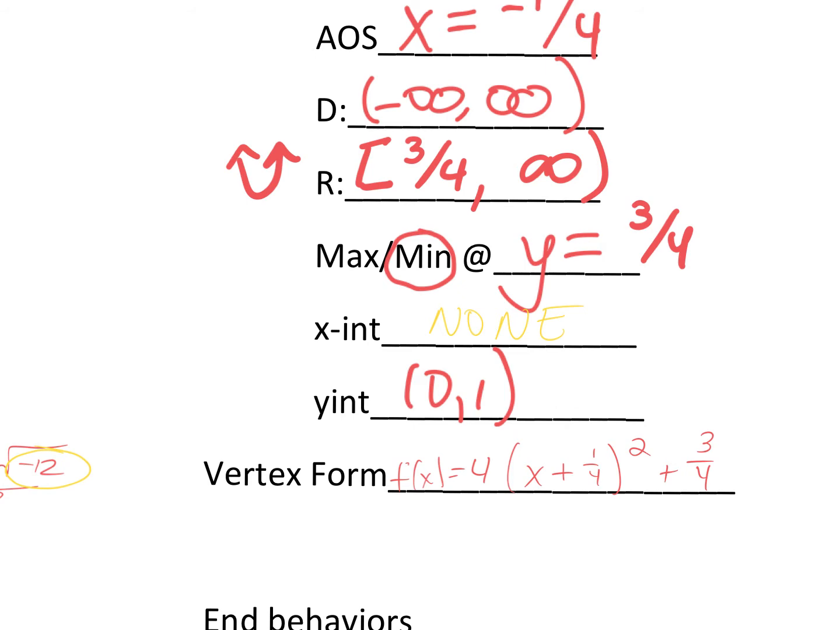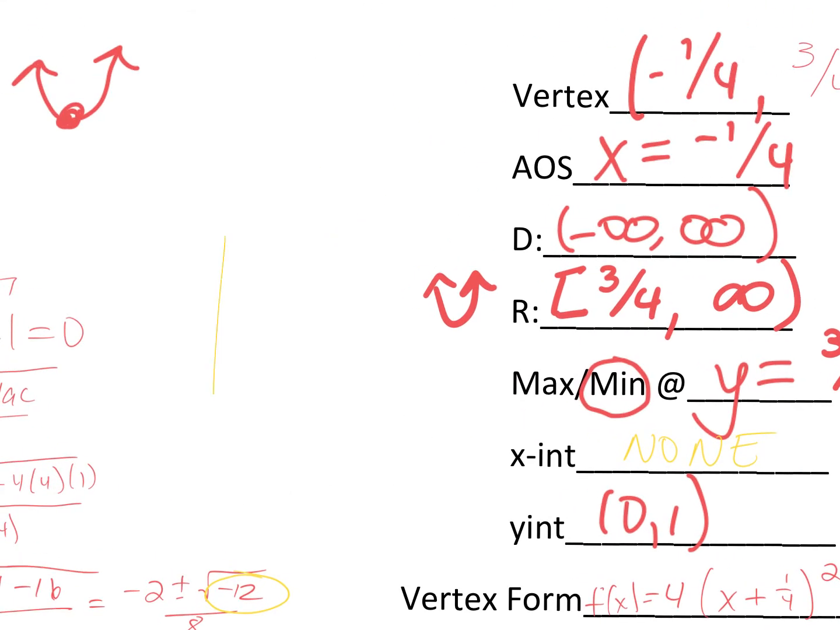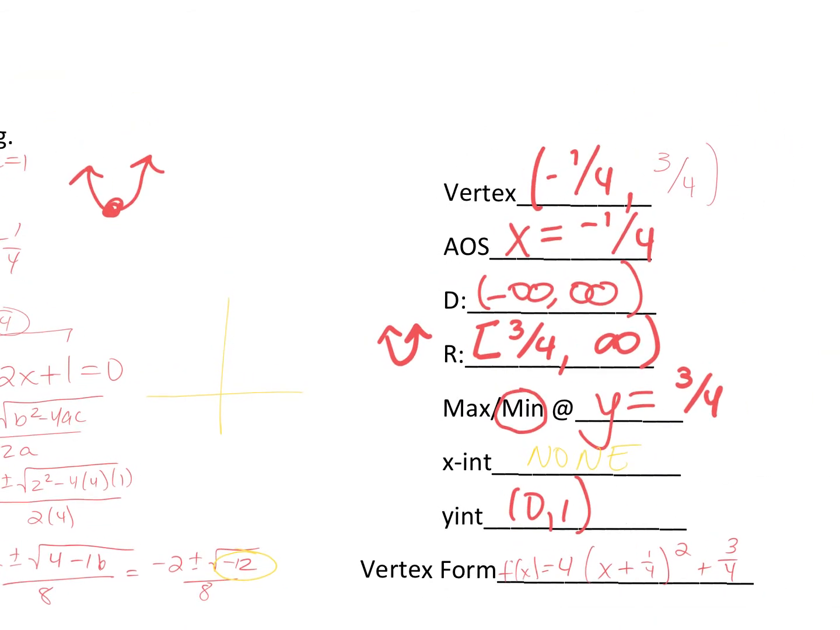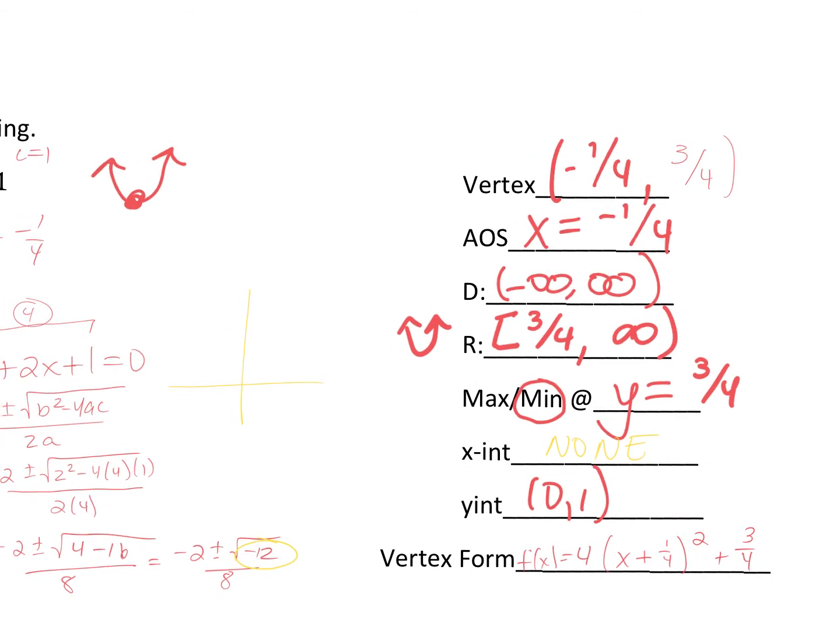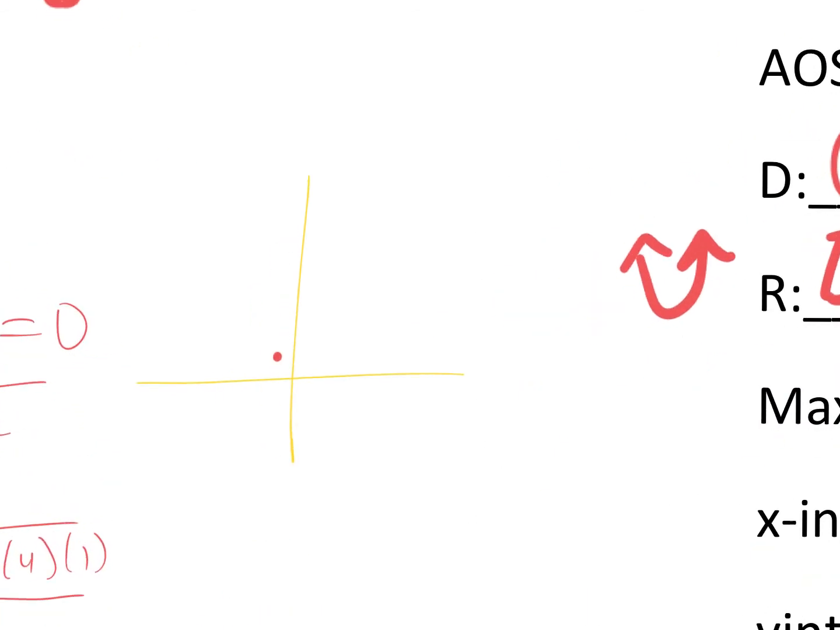So if you had to graph this, just a very basic graph, guys, nothing crazy. Your vertex would be at negative 1/4, positive 3/4. So it would be a little left of 0 and then up a little bit. So maybe like right there-ish. Your y-intercept is at 1. And which direction did you say your parabola is going?